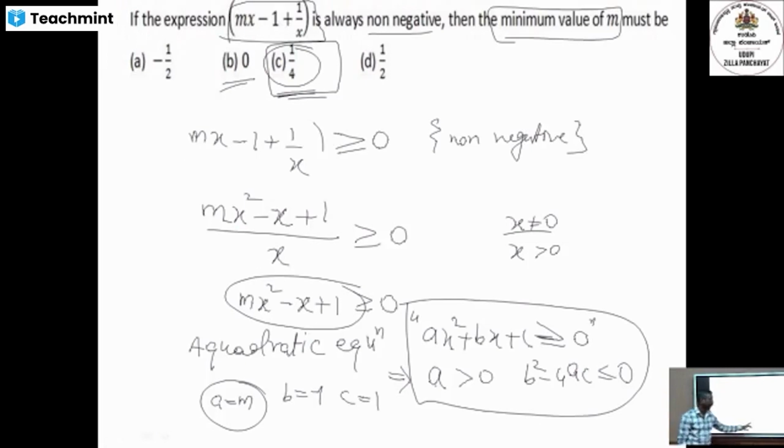So please students, note it down: if any quadratic expression is greater than or equal to 0, you must satisfy the conditions a greater than 0 and b square minus 4ac less than or equal to 0.